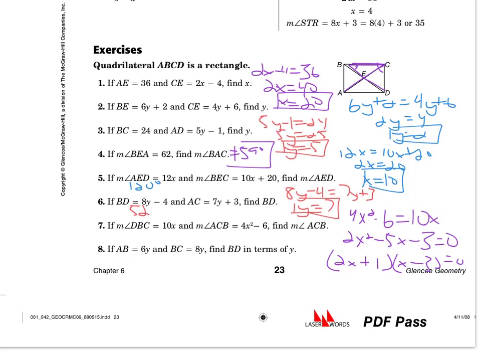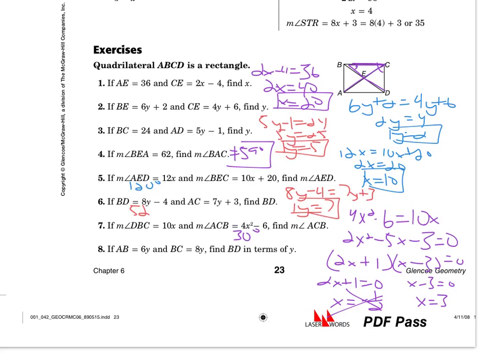One of these has to be equal to 0, so 2x plus 1 equals 0, or x minus 3 equals 0, so x equals 3, or x equals negative 1/2. But only one of these is going to make sense, because you can't have a negative angle, so the negative is not going to make sense. So in order to find ACB, you plug the 3 back in. 3 squared is 9, 9 times 4 is 36, 36 minus 6 is 30, so it's 30 degrees. I know that one's tough, obviously a bonus type problem.